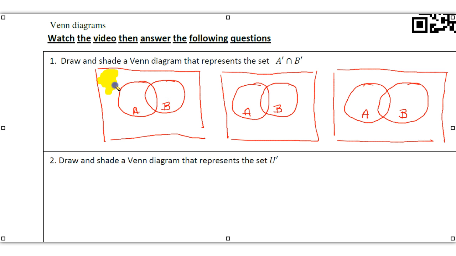Well, a complement is anything that is not an A. So this is A, so the yellow area now is A complement. Well, what is B complement? B complement is anything that is not in B.